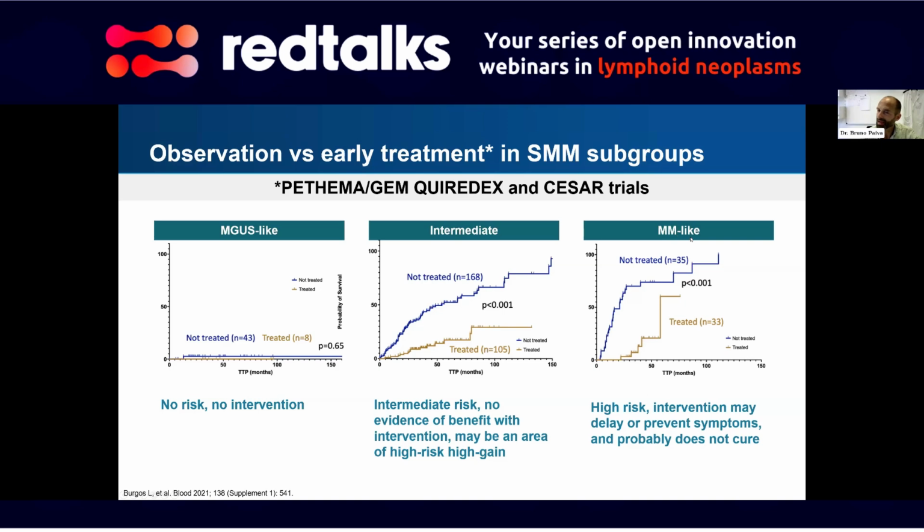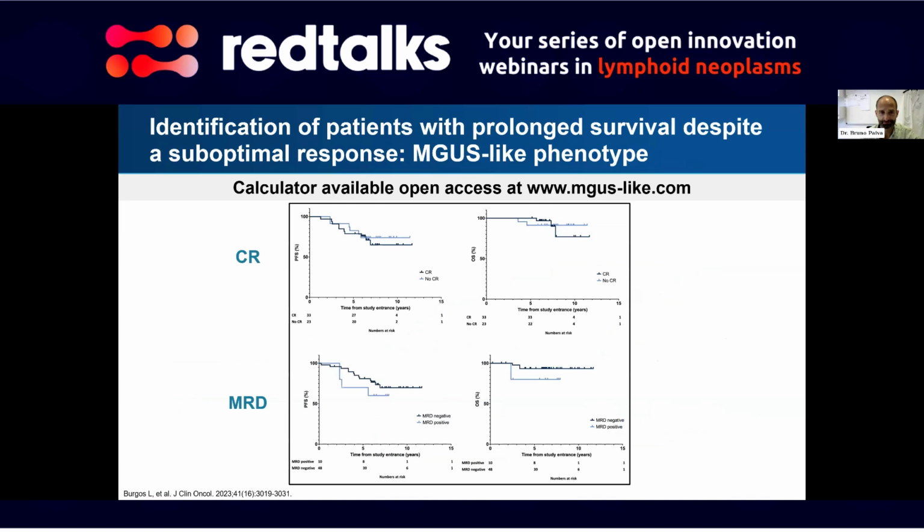In patients with MM-like disease, probably those with high risk or ultra-high risk of transformation, there is benefit, but probably the benefit is restricted to preventing symptoms, and probably early intervention is not curative, whereas in the intermediate subgroup, even though currently there is no evidence of benefit of early intervention, maybe with the adequate approach, this could be an area of high risk and hopefully high gain. Time will tell.